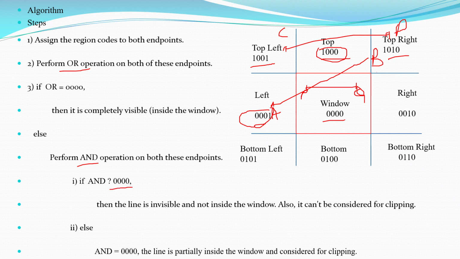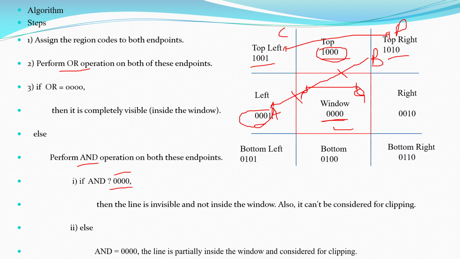If all 4 are 0, then clipping will be performed, meaning it is partially visible. If, without performing the AND operation, we find both endpoints are 0, then it will be fully visible. I hope I cleared this up. It shows which lines will be clipped, and which types of lines are discarded, meaning they will not be clipped and will be totally invisible in the window.